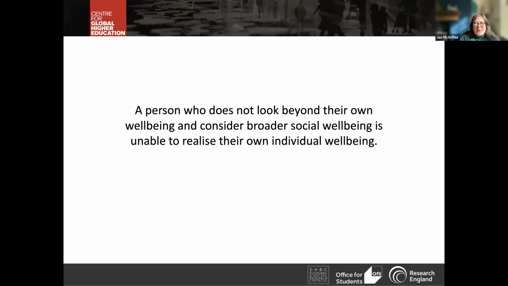And this is important because a person who does not look beyond their own well-being and consider broader social well-being is unable to realise their own individual well-being. So again, this is a paradox of critical theory, and this very much influenced our thinking.